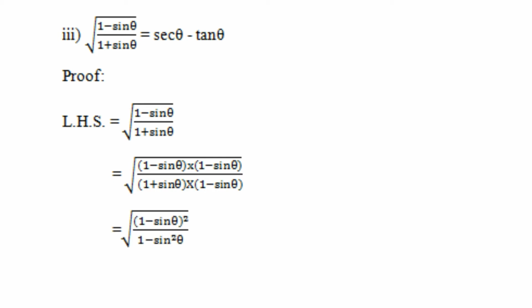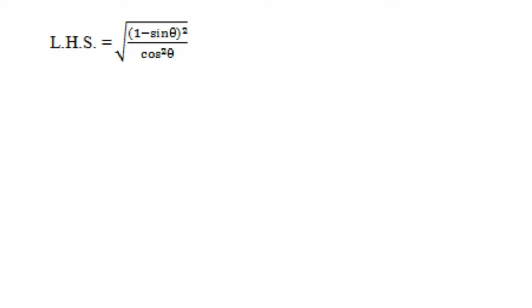In the numerator we get 1 minus sin theta bracket square, and in the denominator we will get 1 minus sin square theta, as this is the expansion of a plus b and a minus b, which is a square minus b square. So what you will get? Square root of 1 minus sin theta the whole square upon cos square theta, because 1 minus sin square theta is equal to cos square theta. Now we got the numerator as 1 minus sin theta the whole square and the denominator cos square theta. So taking the square root, what you will get?